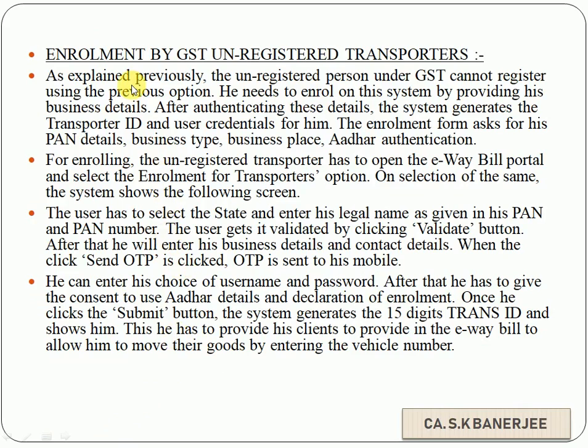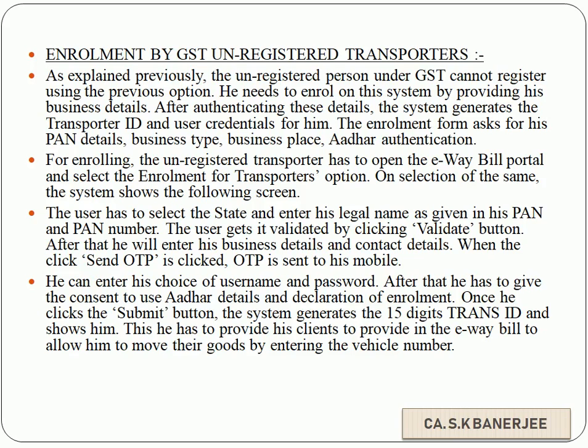Now one thing I want to cover is enrollment by GST unregistered transporters. There is a specific provision for transporters who are unregistered and who have to issue an e-way bill. What will they do, because they are unregistered? The procedure I told you here, where you have to enter the GSTIN number, is for registered taxpayers. Transporters also have to issue e-way bills. An unregistered person cannot register using the previous option, because you have to enter the GSTIN number to get into the system.